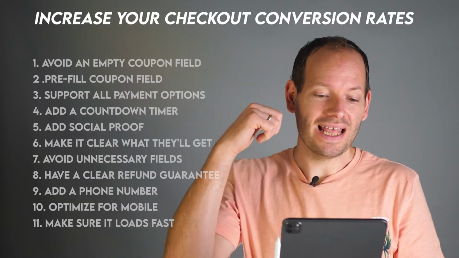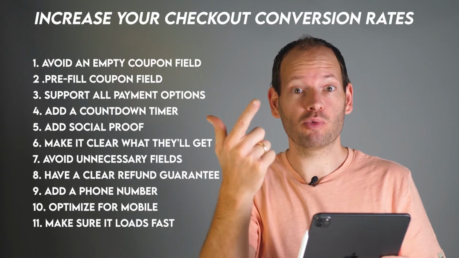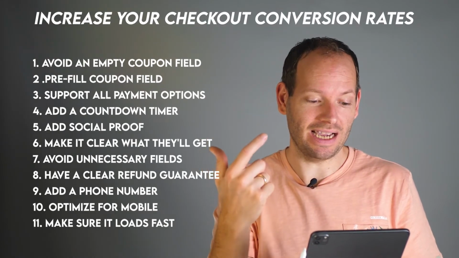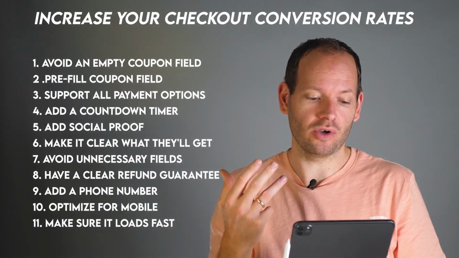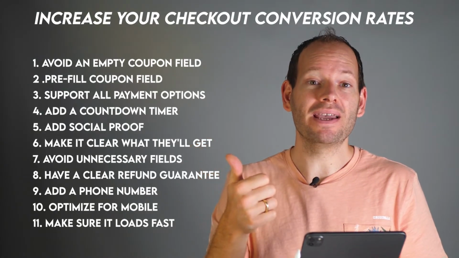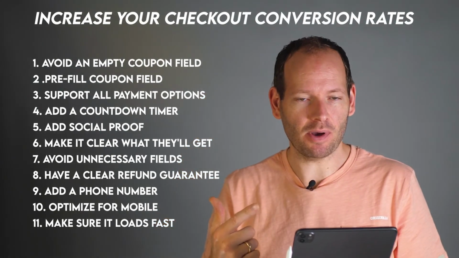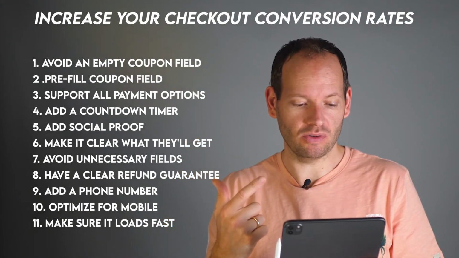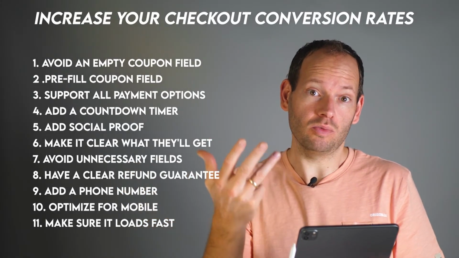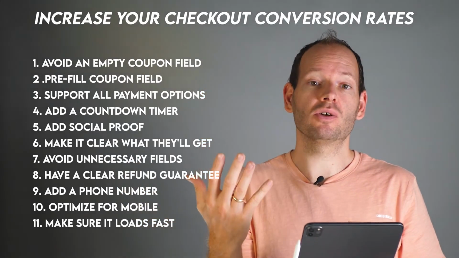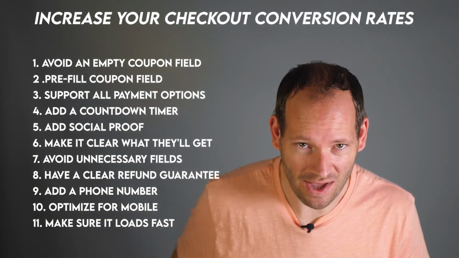So just to summarize, avoid empty coupon fields, or if you have a coupon field, make sure it's pre-filled already so people feel like there's already a discount. Support all payment options, add a countdown timer if that's applicable for your business, add social proof, make clear what they'll actually get, avoid unnecessary fields so that it's as easy as possible to go through your checkout process, have a clear refund guarantee to mitigate risk, add a phone number to increase confidence as well, make sure it's mobile optimized, and number 11, make sure it loads really, really fast.